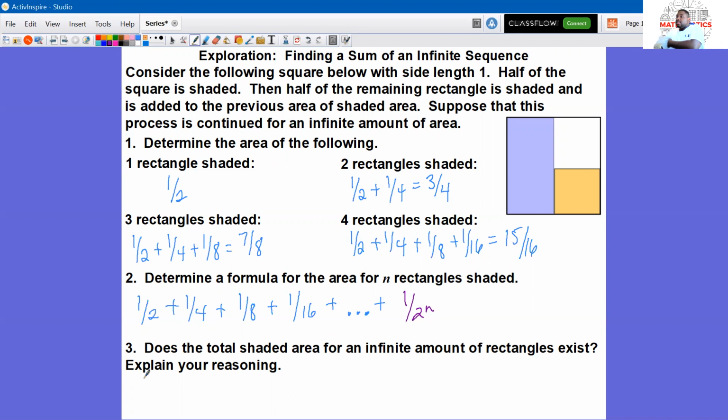a finite area. What's happening here is we started with a whole square, and then we kept adding and adding 1/2 each time. So the answer to this question would be yes. Each time we add area, we add a smaller amount of area.